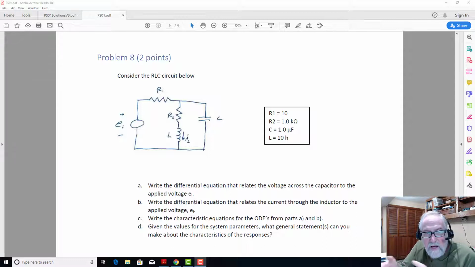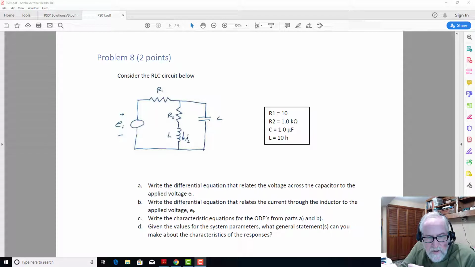So these are what we now know are input-output models of the system. Both of them have E sub I as the input. One of them has the voltage across the capacitor as the output. The other one has the current as the output. And we know there'll be similarities between those. Those differential equations will be very similar. Part C is to write those characteristic equations, and what you'll find is they're the same for those two.